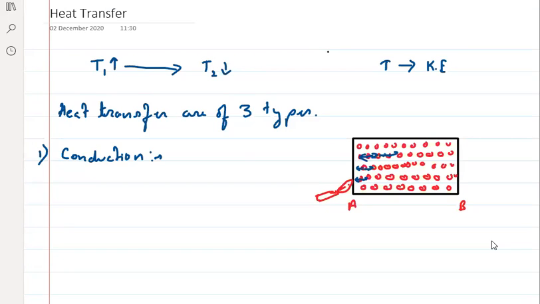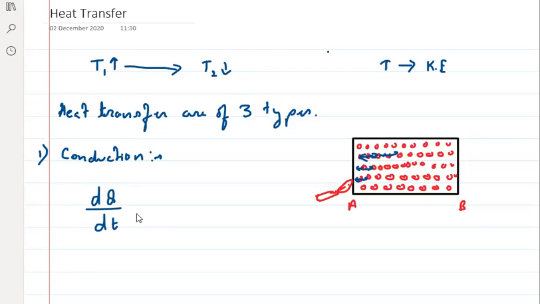Does anyone have any issue in this? I hope all of you are clear about what conduction is. Definition wise you can write. Now when you talk about conduction, I want to know the rate of heat transfer, which is dQ by dt.